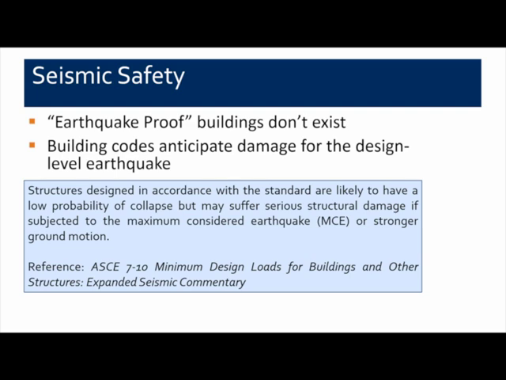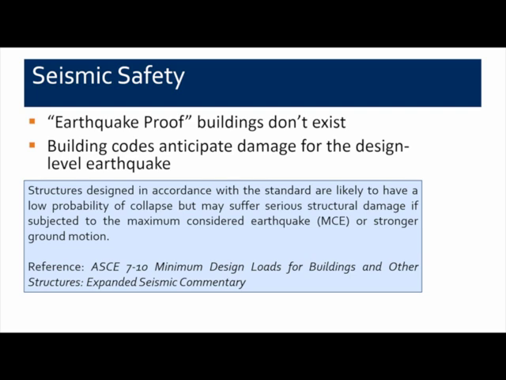What I have in blue is a section of the commentary for ASCE 7-10, which is the code for minimum design loads for buildings. And here it says, structures designed in accordance with this standard are likely to have a low probability of collapse, but may suffer serious structural damage if subjected to the maximum considered earthquake or stronger ground motion.